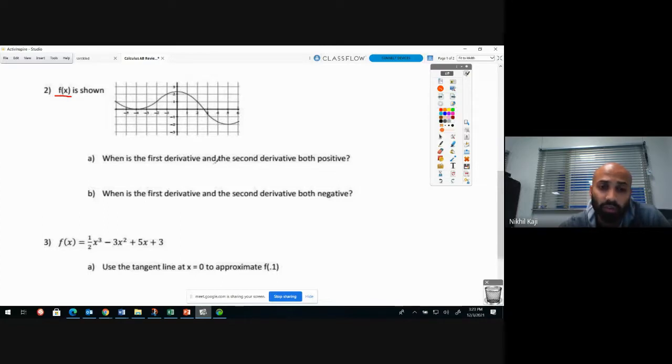When is the first derivative and second derivative both positive? That's when is the slope positive? That's when our graph is going up. Second derivative means our concavity. That's when it's an upwards U. So that would be right here to right here. So here is going up and it's concave up.